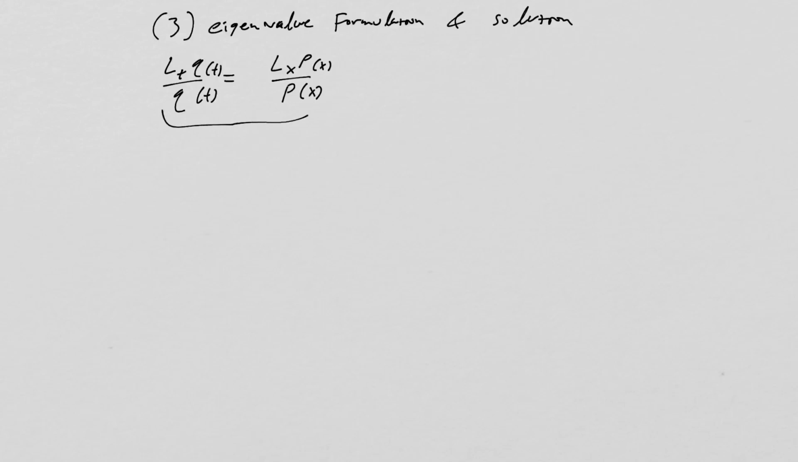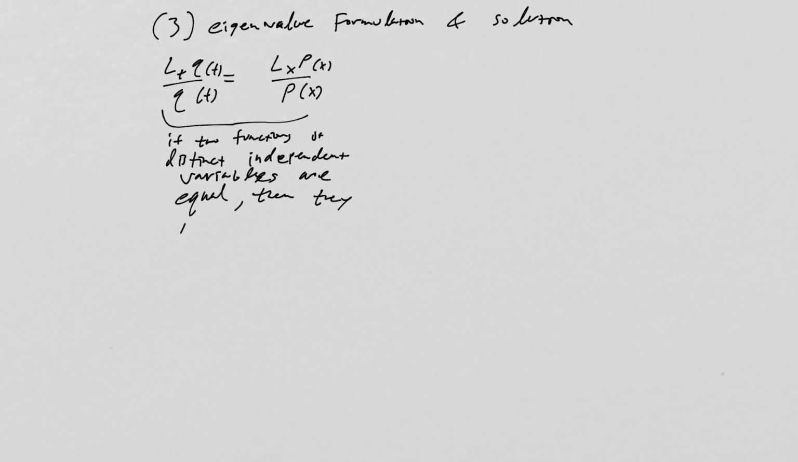So what we see here is if two functions of distinct independent variables are equal, then they must be equal to a constant. And think about that for a moment.